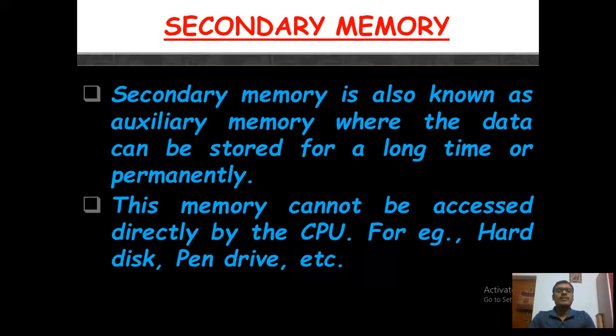Now another is secondary memory. Secondary memory is also known as auxiliary memory, where the data can be stored for a long time, or you can say data can be stored permanently. This memory cannot be accessed directly by the CPU. So these memories are not very fast memory. Okay. For example, hard disk, pen drive, etc.